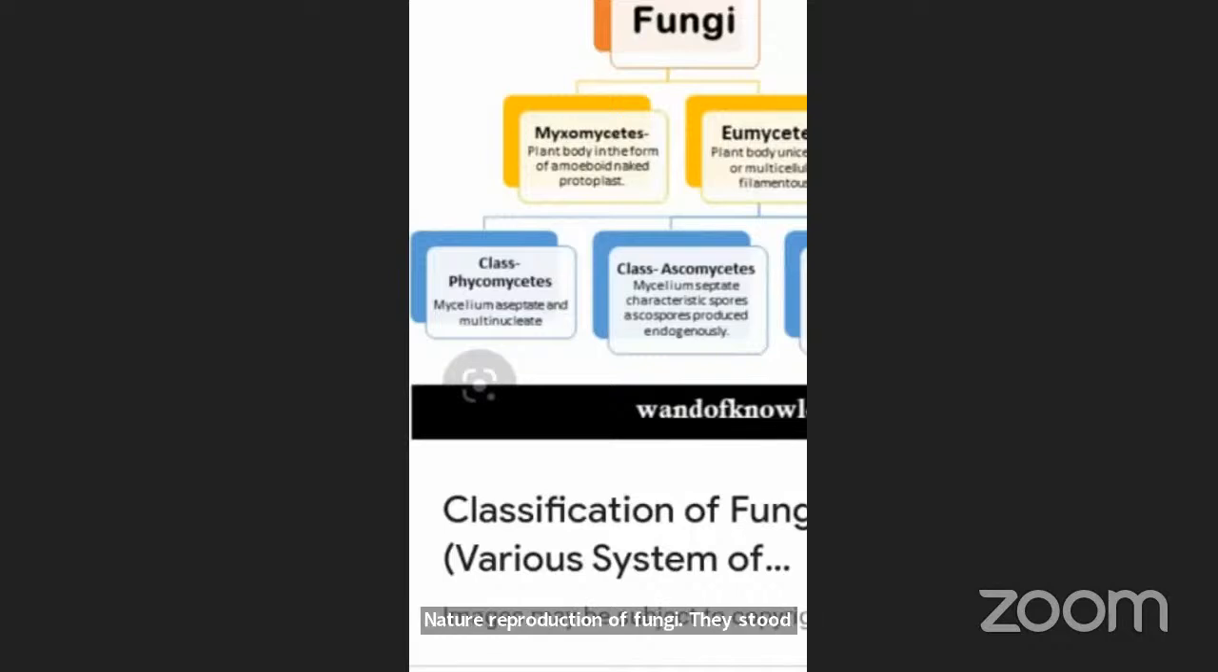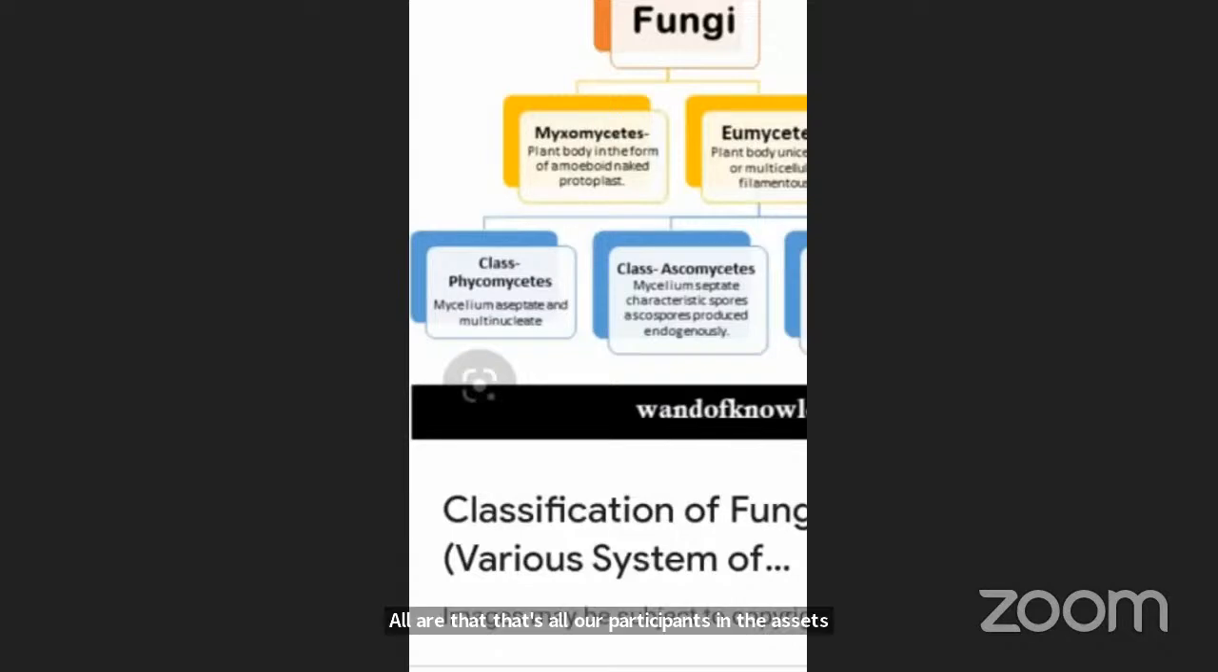Reproduction of fungi. Vegetative and asexual reproduction is mainly by fragmentation, chlamydospore formation, cell division and budding. These are asexual reproduction. Next, zoospores are also asexual reproduction. Aplanospores, arthrospores, and conidia all participate in asexual reproduction.